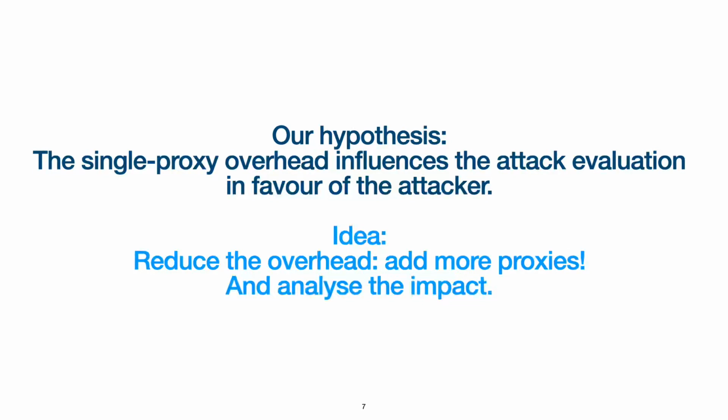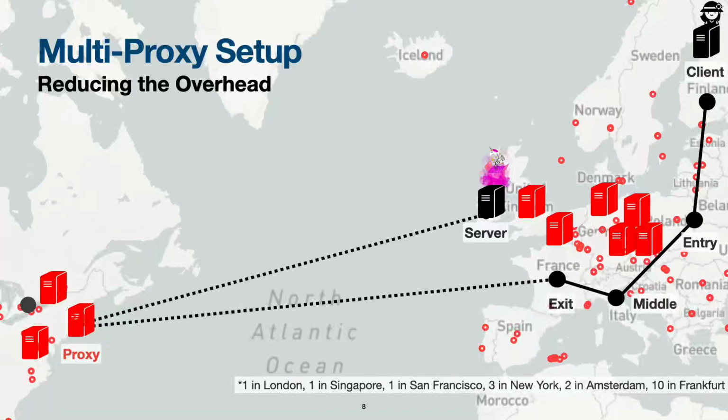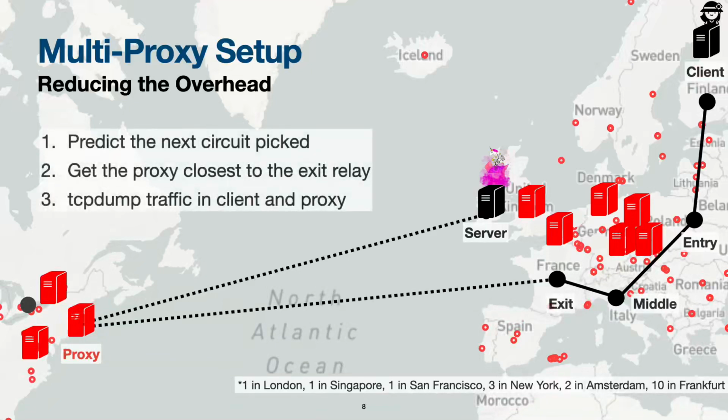And to test this out, we decided to reduce this timing overhead by adding multiple proxies to the setup and seeing what happens. So for this new multi-proxy setup, we distribute 18 proxies around the world. Here you just see a close-up. And we chose 6 primary locations following the actual distribution of Tor relays, especially exits. And then for every Tor connection, we first predict the next circuit that will be picked by Tor.